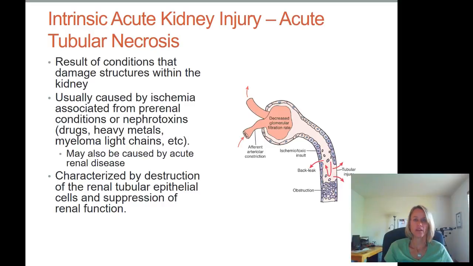Intrinsic acute kidney injury, also called acute tubular necrosis. So this is a result of conditions that damage structures within the kidneys. It's usually caused by ischemia from those pre-renal conditions, or it can be caused by nephrotoxins, such as drugs, heavy metals, or like in multiple myeloma, those light chain antibodies. It can also be caused by acute renal disease. But it's characterized by destruction of these renal tubular epithelial cells, and they slough off and then obstruct the kidney tubules, leading to a dramatically decreased GFR.